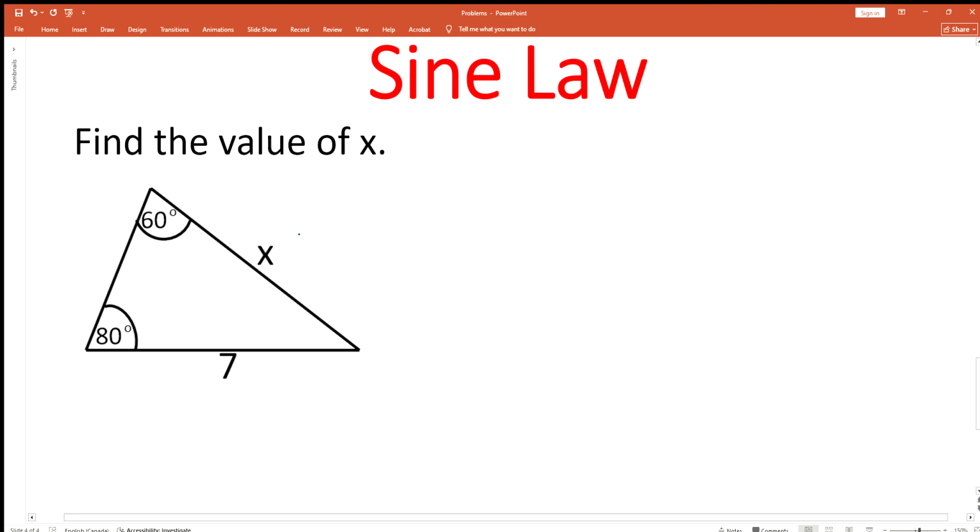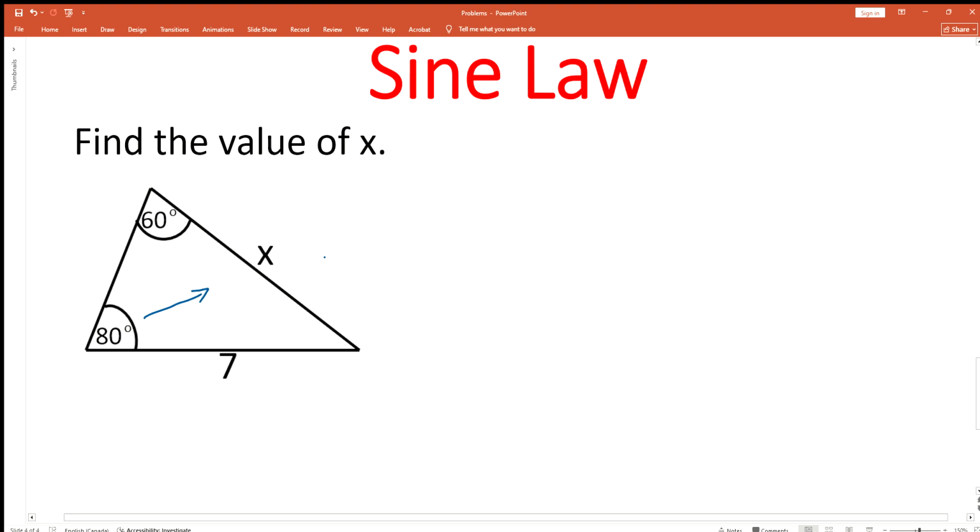In this video, we'll solve this problem using sine law. As per the problem, find the value of x. We are given a triangle in which x represents the length of side opposite to the 80-degree angle.